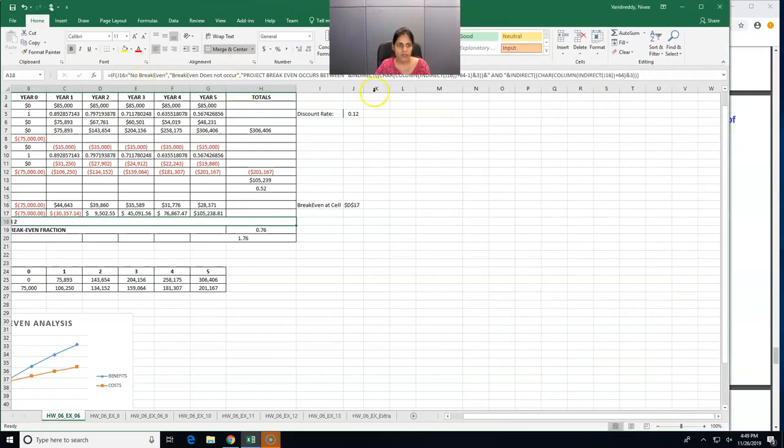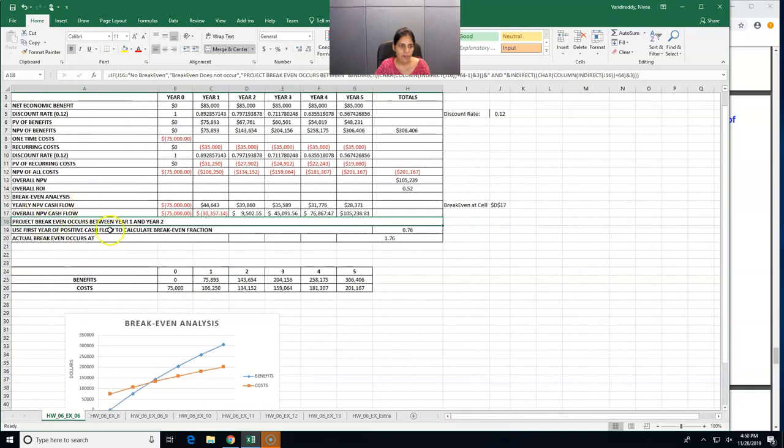Okay, so I've just used this formula to arrive at this: the project break-even occurs between year 1 and year 2. If break-even doesn't occur, like if I don't have any cell over here, I've written that "no break-even" should appear over here, and taken that into consideration. Here also I'll be getting a value like no break-even, since here we have a D17 cell where the values change from negative to positive.